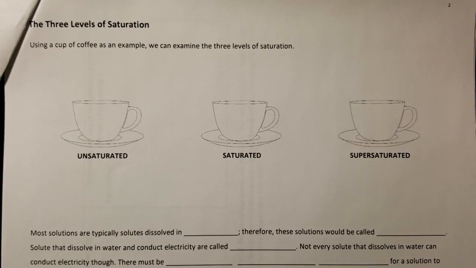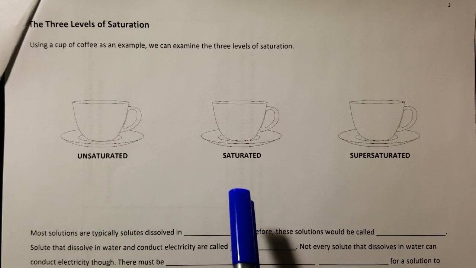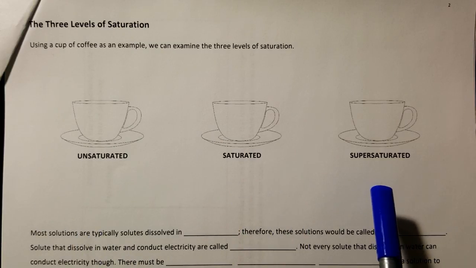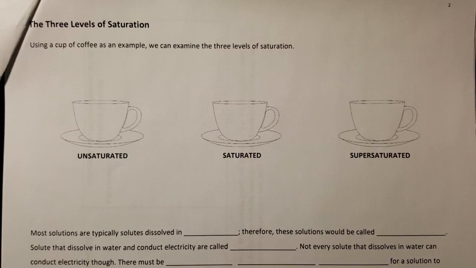The next thing that we're going to look at is the 3 levels of saturation. So we have 3 levels: unsaturated, saturated, and supersaturated. And I often find it best to use the example of a cup of coffee as an example of the 3 levels of saturation. So let's pretend that we have in here a cup of coffee.